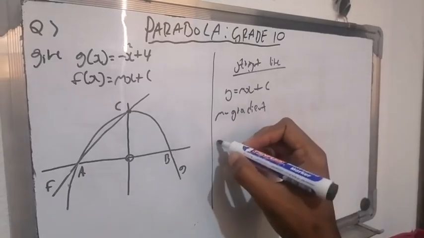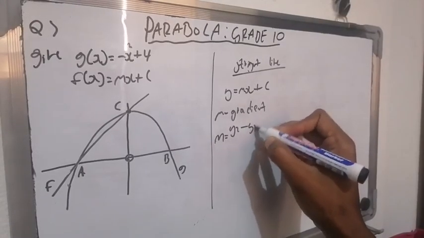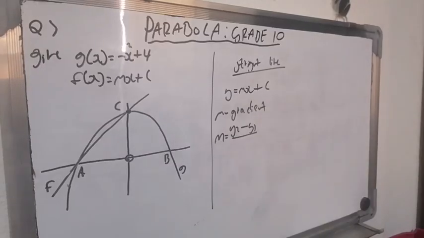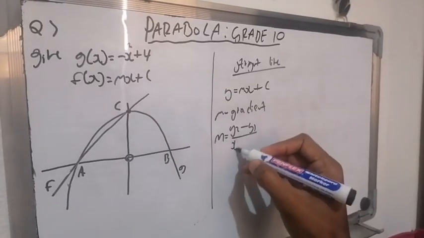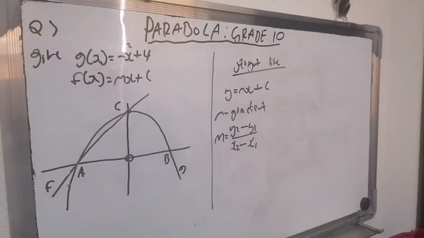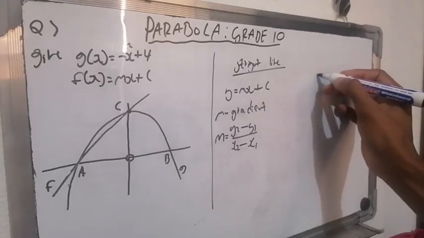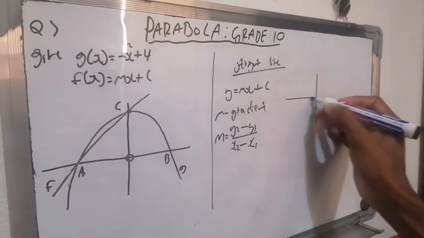And the formula of the gradient is given by y2 minus y1. You should know that one. y2 minus y1 over x2 minus x1. That's how you get the formula of the gradient. So suppose I say to you, look, this is the line.